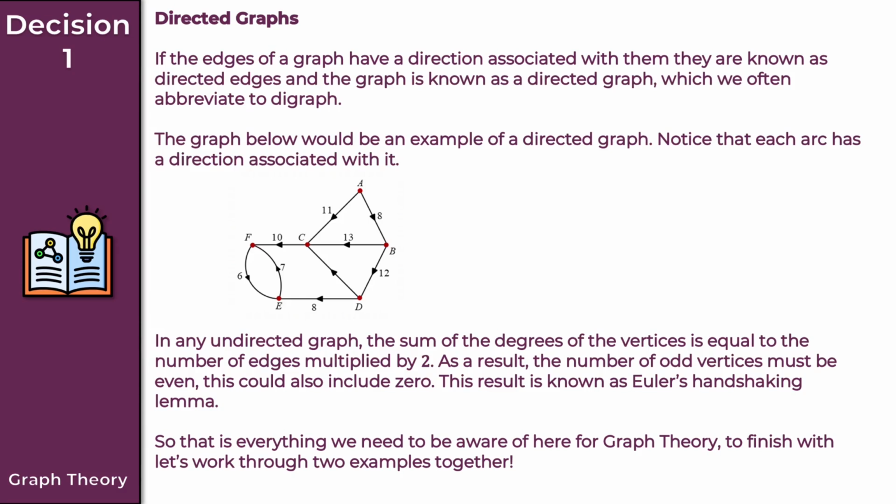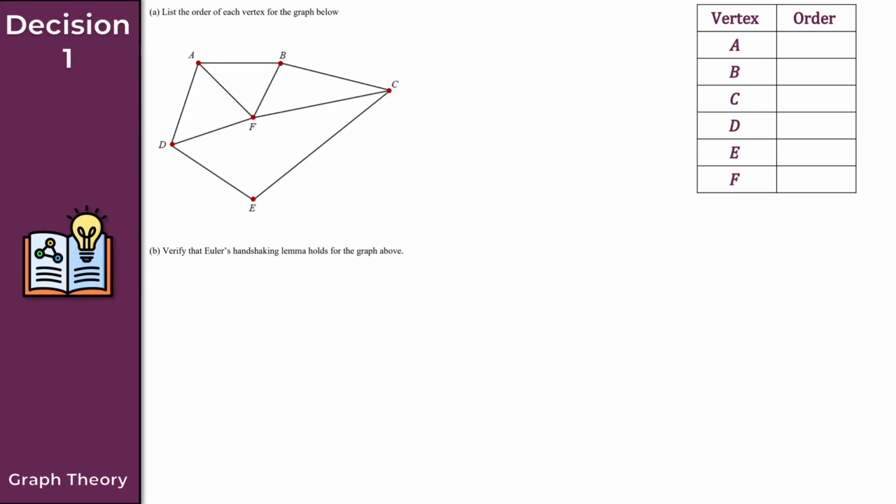So to finish with then, let's just work through two examples together. So let's just get started here then with question 1. Now, as we can see for question 1 here, it's split into two different parts. We've got part A and part B. So let's just begin then with part A. Now, all we want to do here then is just list the order of each vertex for the graph below. And as we can see here, it is a pretty simple graph, but it doesn't really matter too much, right? If anything, it should make this question a little bit easier, okay?